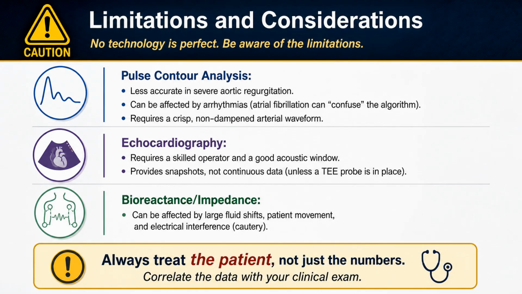Of course, no technology is perfect. Pulse contour analysis can be less accurate with arrhythmias like AFib or with significant aortic valve disease. Echocardiography requires a skilled user and can be difficult in some patients, and all of them depend on good quality inputs. A dampened arterial line will give you garbage data. The most important rule is to always treat the patient, not the monitor. Correlate the data you're seeing with your clinical exam.